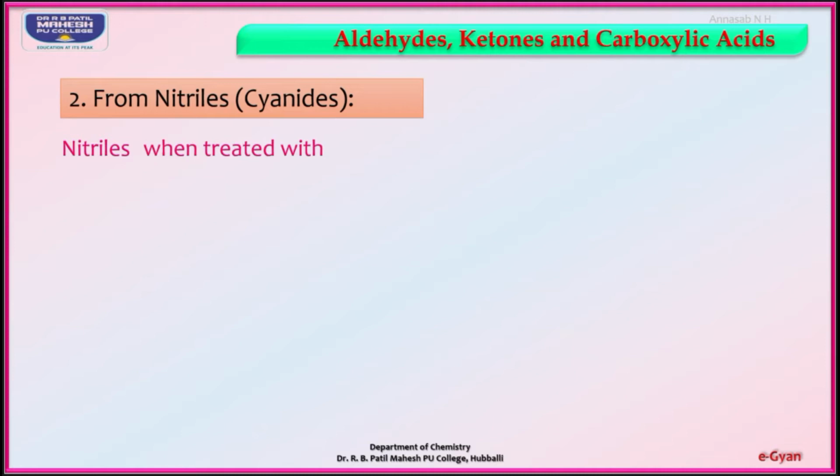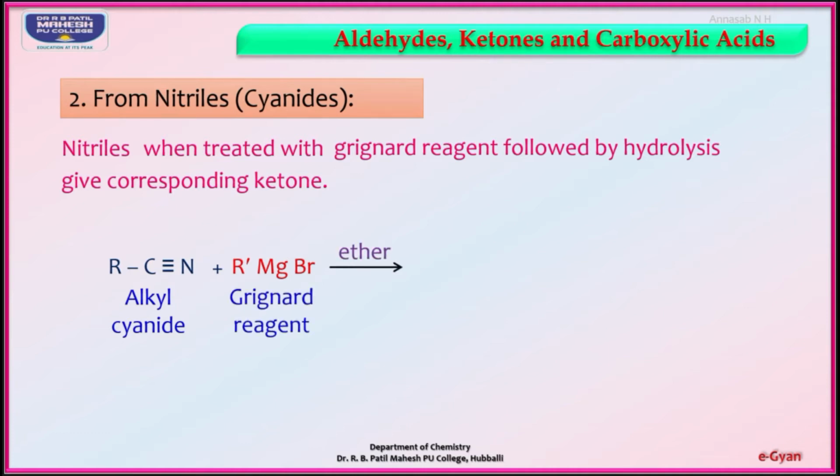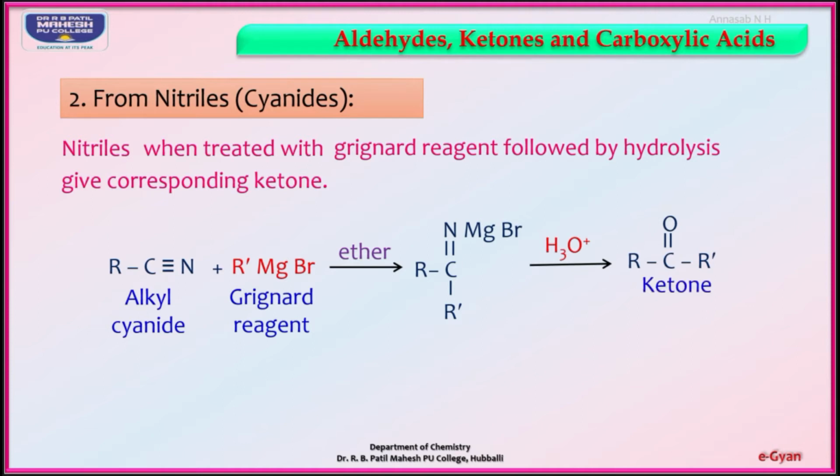When nitriles are treated with Grignard reagent followed by hydrolysis, it gives corresponding ketones. Example, RC triple bond N, it is alkyl cyanide. When treated with Grignard reagent R'MgX in presence of ether, it gives an intermediate compound. Followed by hydrolysis, it gives respective ketone. Again, R and R dash groups may be same or different.